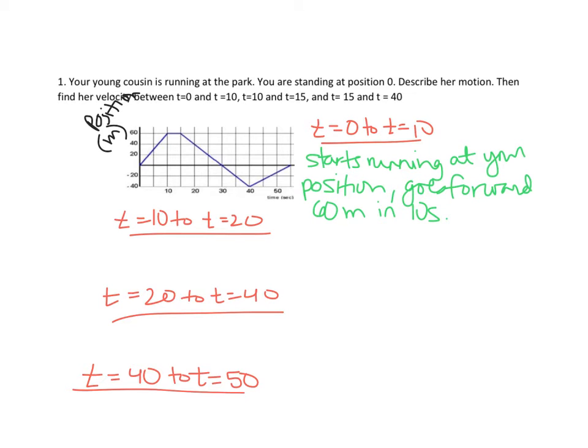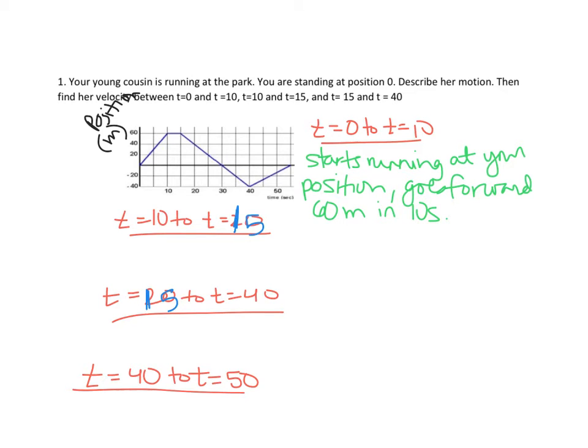I also want you to note that I wrote that your cousin goes forward 60 meters. We know that because the position is getting to be more positive. By the way, if you want to write this as one full paragraph, you are welcome to do this. I like to split it up into different parts. We're going to come back to the velocity in just a moment. I want to talk about the next part. Actually, these were supposed to be 15. Sorry about that.